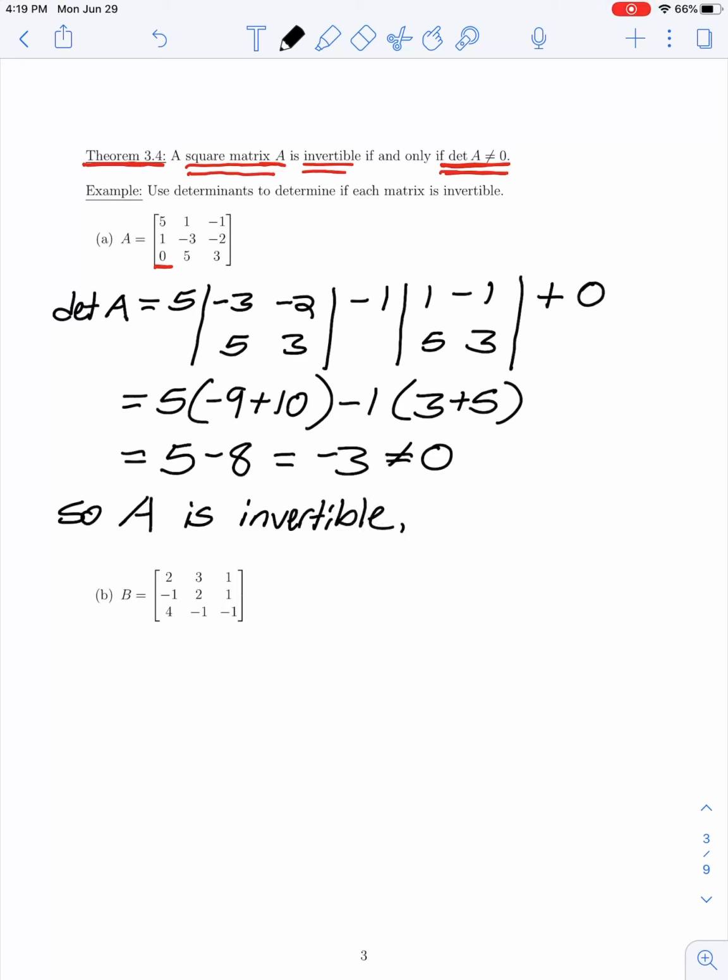Or equivalently, we could say that A is non-singular. It does have an inverse. So let's look at another one. In part B, we have the following matrix: 2, 3, 1, -1, 2, 1, 4, -1, -1. So again, it's a 3x3.